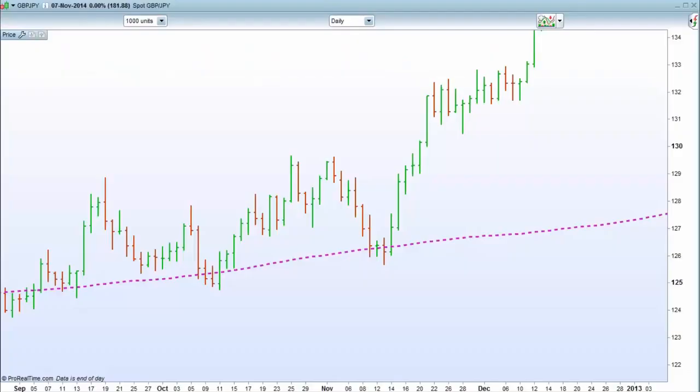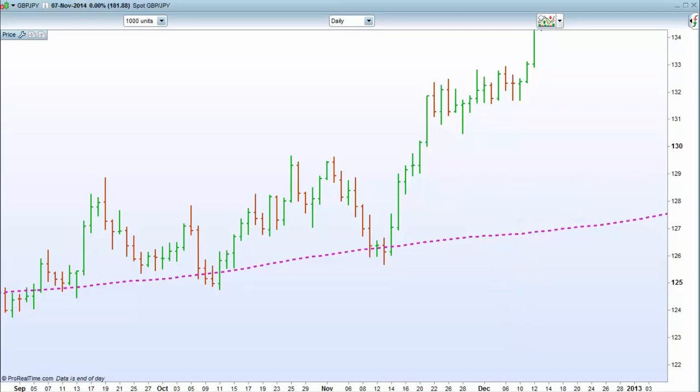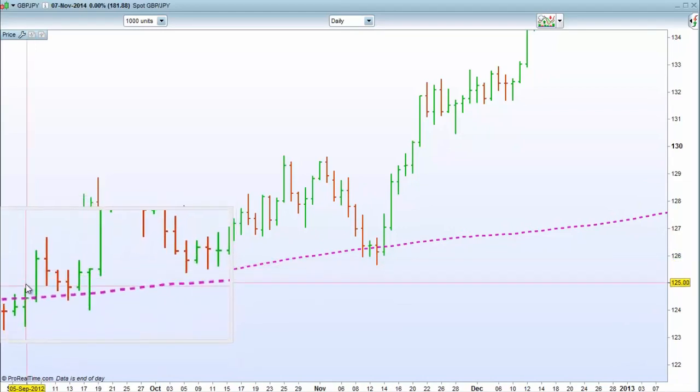Okay, so what we have here is a chart of the sterling versus the yen. And what I want you to notice here is that we have a pink dotted line, which represents the 200-day simple moving average, and then you have green and red bars, which represent the price action of this market. And we're going to start by talking about how to get in on the long side.